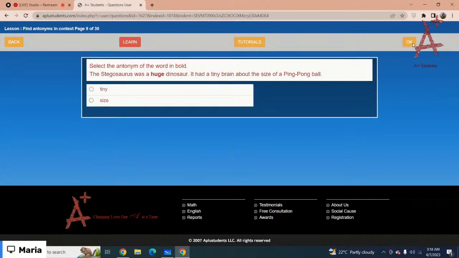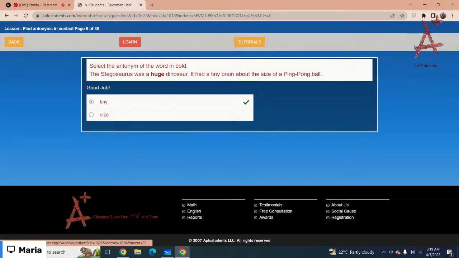Okay, the Stegosaurus was a huge dinosaur. It had a tiny brain about the size of a ping pong ball. So, which is the correct option? Yes, huge and tiny. Got it. Tiny is the antonym for the huge.